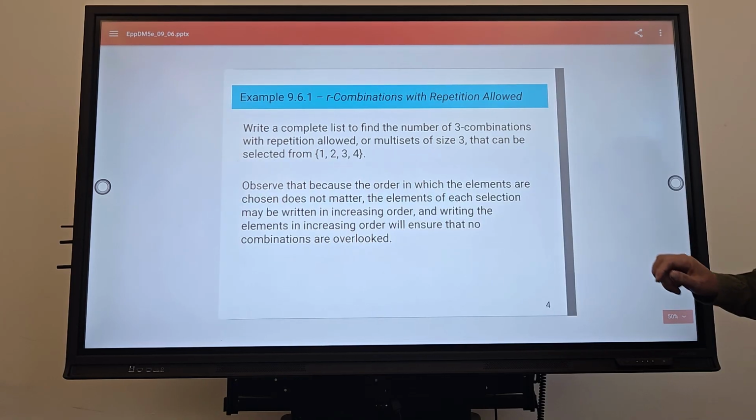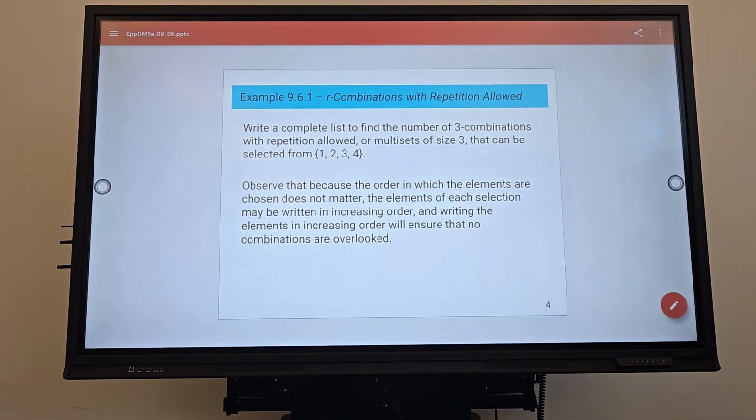So, write a complete list to find the number of 3 combinations with repetition allowed, or multisets of size 3, that can be selected from the set {1, 2, 3, 4}. Observe that because the order in which the elements are chosen does not matter, the elements of each selection may be written in increasing order, and writing the elements in increasing order will ensure that no combinations are overlooked.